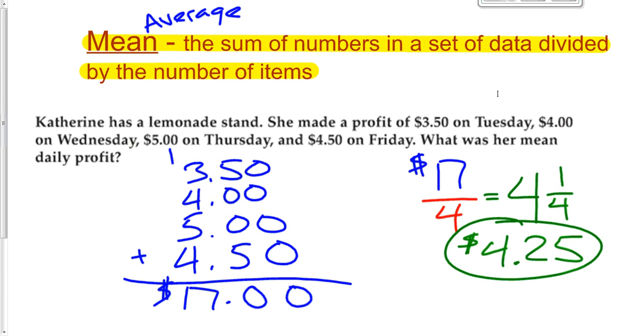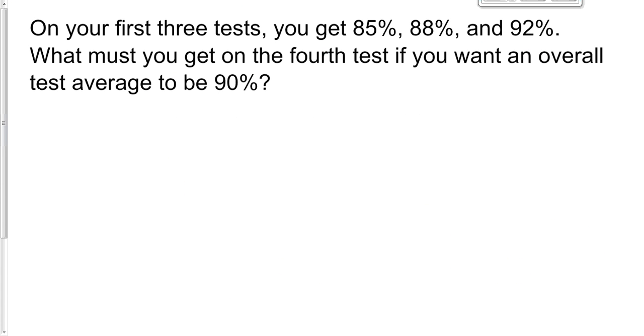However, this type of problem is where we can expand on our understanding of what mean is. So let's imagine you've taken 3 tests in a class, and on your first 3 tests you get an 85, an 88, and a 92. What must you get on the 4th test if you want an overall test average to be 90%?